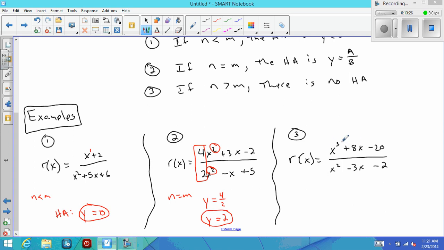In this third example, my numerator, my n value is greater than my m, so n is greater than m, and because of that, there are no horizontal asymptotes. Okay? Now, in this case, when the n is one value greater than the m, like we have here, 3 and 2, there's actually a slant asymptote, which we will look at in day 3 of these videos for 4.5. And that does it for the first day of 4.5.